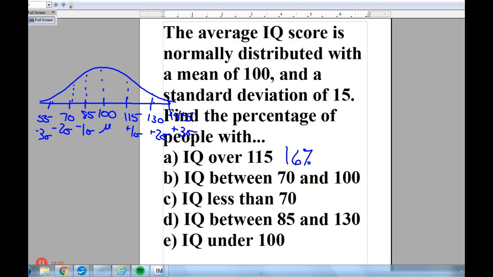He was wondering what the last one was on the right. I keep between 70 and 100, so again, I'm just going over here and going, well, 70 is 2 standard deviations below, 100 is the middle. It's those two sections, I just add them up. So do C, D, and E if you haven't already.